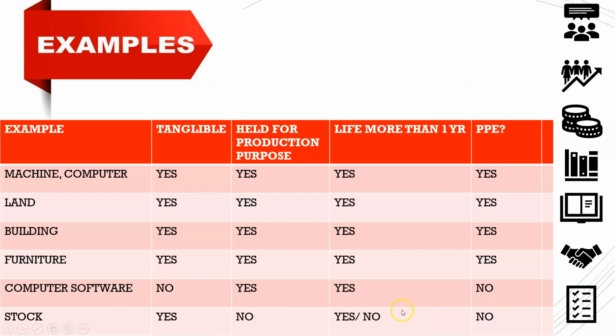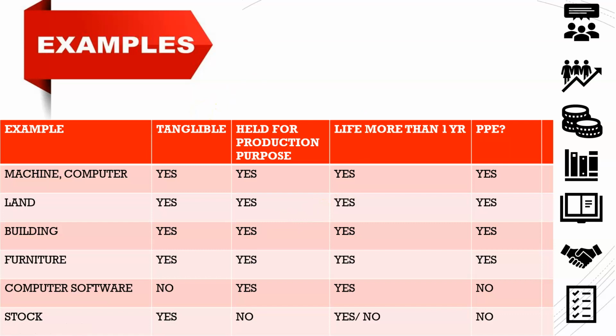And then the last thing, life more than 1 year. It could be, it could not be. If the material is something consumable, then we cannot say that it can be kept as inventory in the business, so it cannot have a life more than 1 year. It can also have a life more than 1 year, if we are selling laptops or computers, then we can have a stock of them. But since the second condition, that it is held for the purpose of business, is not met, therefore it is not a plant, property and equipment.